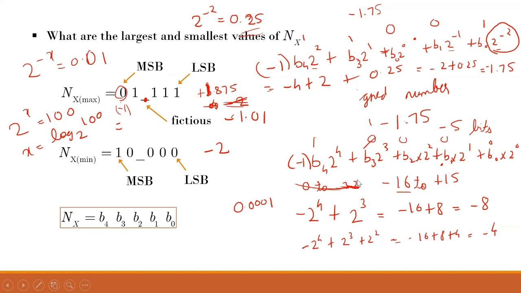Sir, fixed point and floating, in the sense that there is a chance of moving the decimal point to the left and right? Yes, I think in that sense it is floating. Okay.